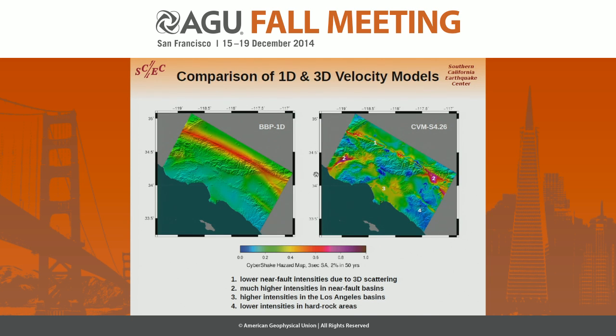This just shows the importance of a 3D velocity structure in the CyberShake calculations. On the left is a calculation done with CyberShake but using a simplified one-dimensional velocity structure. And on the right is the CyberShake model that we're using here, which is the latest SCEC model, CVM-S4.26.